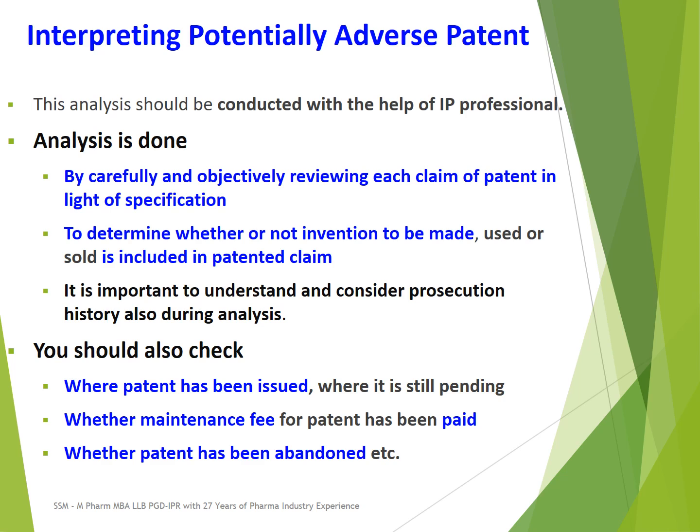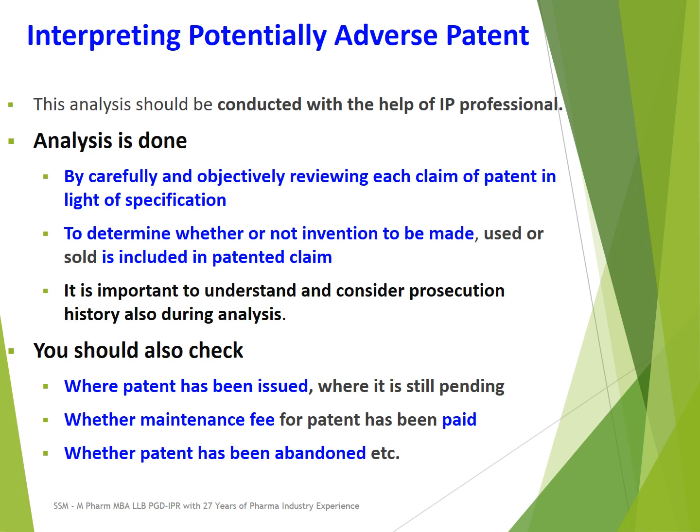Now, second step is interpreting the potentially identified infringing patent. This analysis should be conducted with the help of an IP professional, an intellectual property professional, such as intellectual property attorneys, because interpretation of claims of a patent involves both legal as well as technical knowledge. So this analysis is done by carefully and objectively reviewing each claim of the patent in light of the specification. The claims are interpreted always in the light of the specification, not alone.